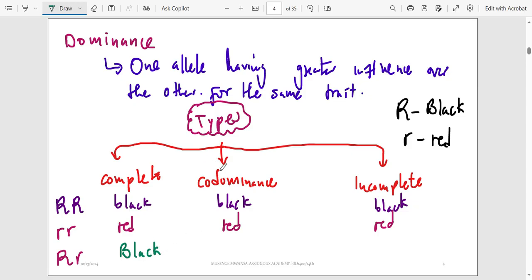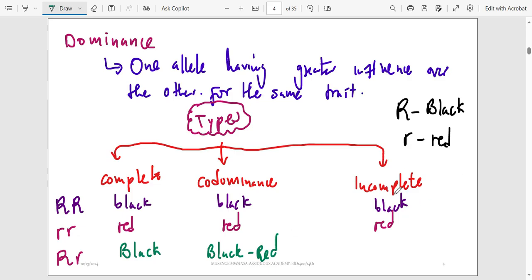Now, in codominance, co means that the two traits are going to appear at the same time. Co means working together. So you have an area for black color and an area for red color. If they come together in codominance, instead of one or the other, the animal is going to be both black and red, with some patches black and some patches red.